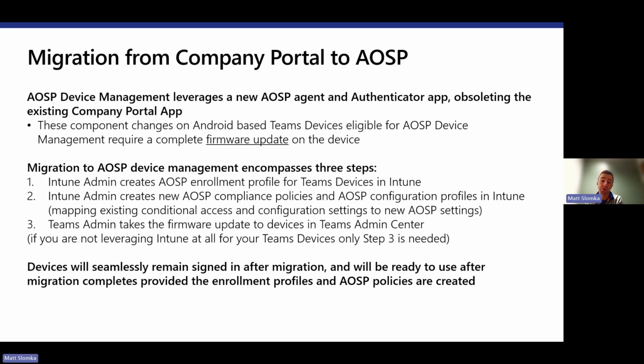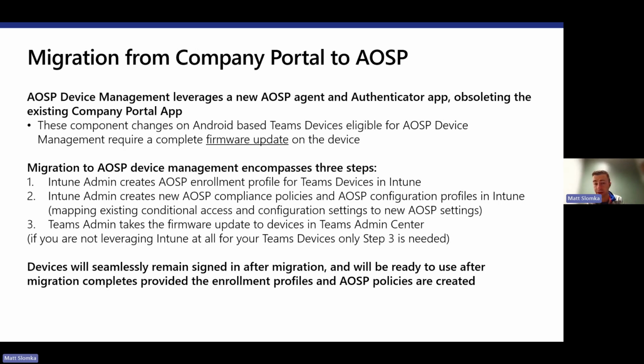However, before you do that as the Teams device admin, you need to make sure that whoever the Intune admin is for the organization has created a new AOSP enrollment profile. If you haven't created the enrollment profile and you try to do this migration, your device is going to sign out when you do that migration. So you're going to deploy the firmware to it. It's going to try to enroll with AOSP device management. It's going to be blocked because you don't have an enrollment profile there, and then suddenly things aren't going to work correctly.